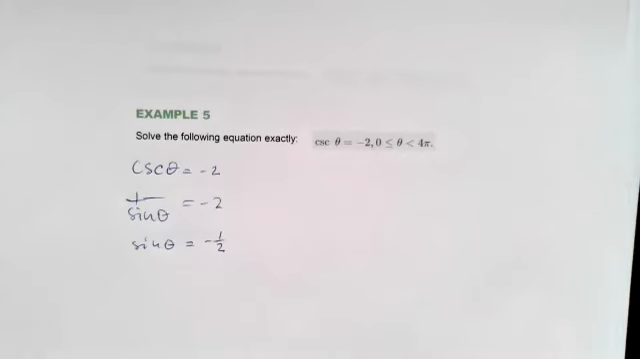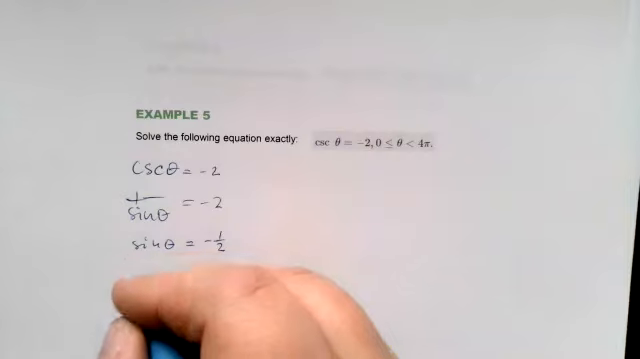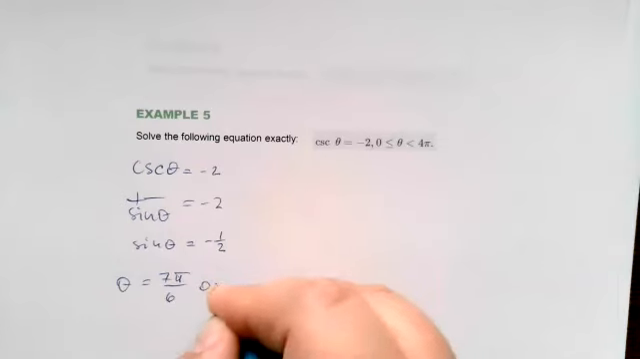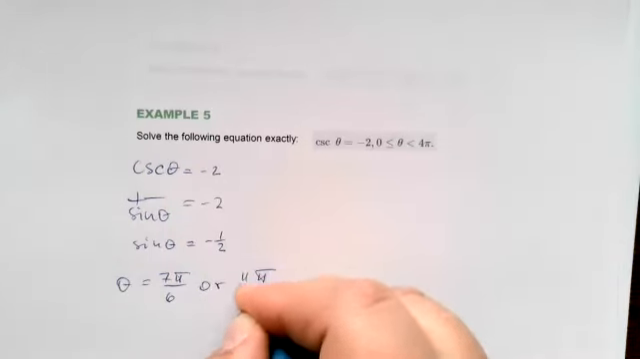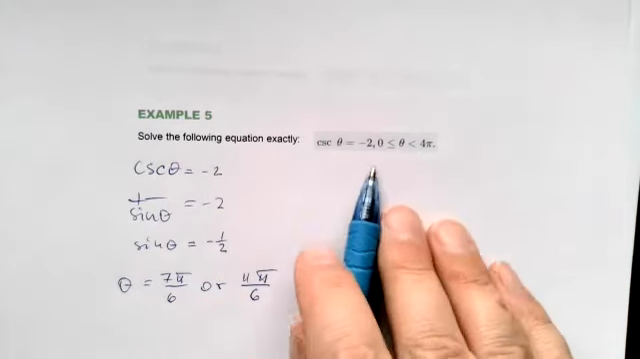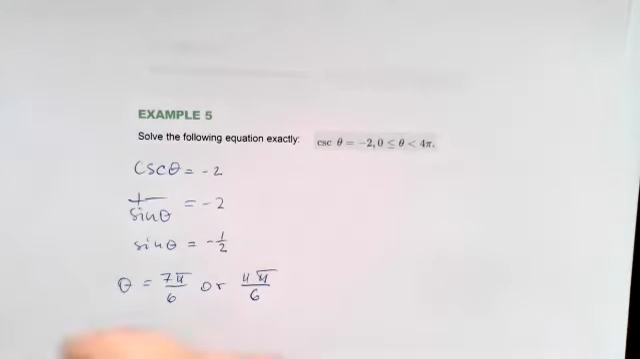Let's pull out our unit circle. So that's the angles of 7 pi/6 and 11 pi/6. Let's write it down. So we have theta is 7 pi/6 or 11 pi/6. But this is only in the interval from 0 to 2 pi, around the circle once. But our domain here is going around the circle twice. So we're going to call these solutions 1 and 2.